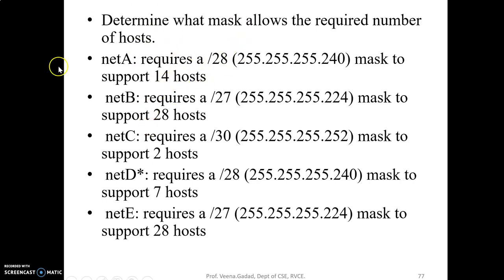Again, I need to consider powers of 2 only. 28 hosts I need, so the nearest power of 2 is 32. Now how do I get 32? By using 5 bits, that is 2 to the power of 5 is 32, right? So if I use 5 bits to represent the hosts, how many bits will I be left with in the network part? I'll be left with 27 bits. So the corresponding subnet mask will be 255.255.255.224.